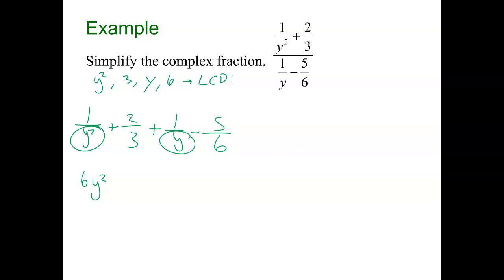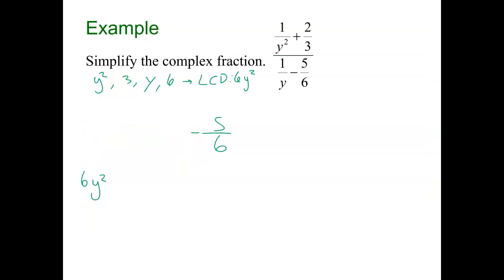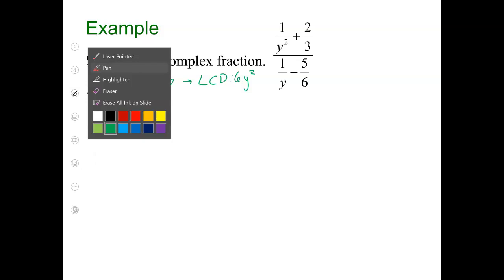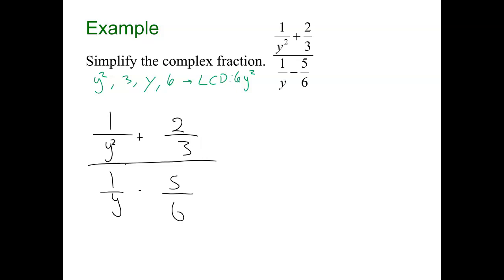Y squared, not y. Okay? That's my least common denominator for all of them. All 4 of those fractions have an LCD of 6y squared. So now, I'm going to write this big, just so that you can clearly see what's happening. 2 over 3 over 1 over y, 5 over 6. Okay? My LCD is 6y squared.